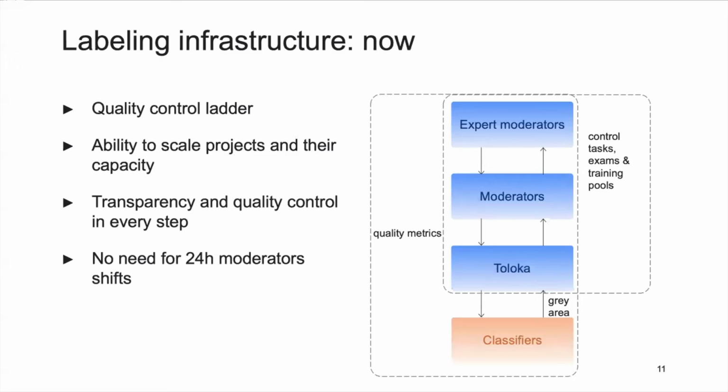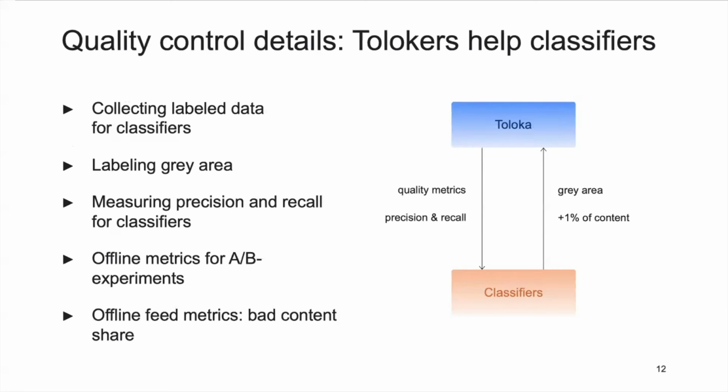And we've built a so-called quality control ladder, which gave us the opportunity to scale a number of tasks and a number of projects, and also shorten the time to create a new project for a new content policy. And we also got transparency and much better quality control at every step. We also disabled 24-hour shifts for moderators. Here I'm going to tell a little bit more about each step.